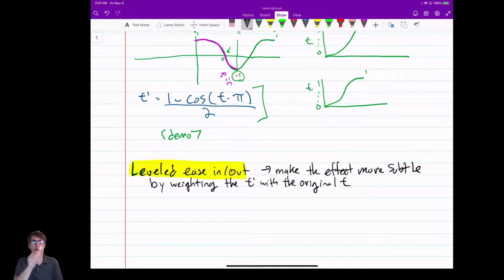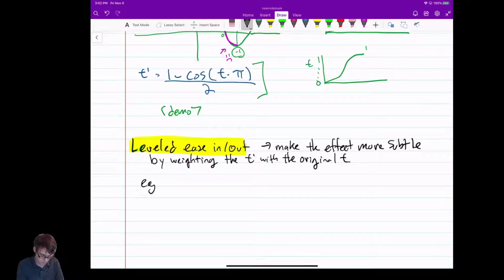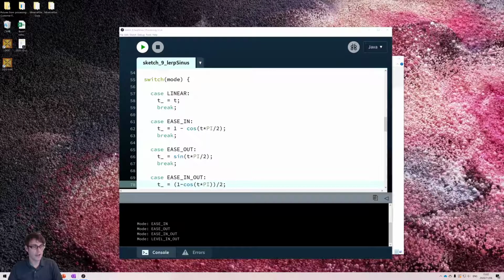You can almost imagine having a slider, all linear, all this nonlinear system. So for example, you could imagine t double prime is going to be a times t prime plus 1 minus a times t, where a is your mixing factor. Okay, so you can balance between the two using the same old linear combination business we've been using for a while now. So let's look at the demo.